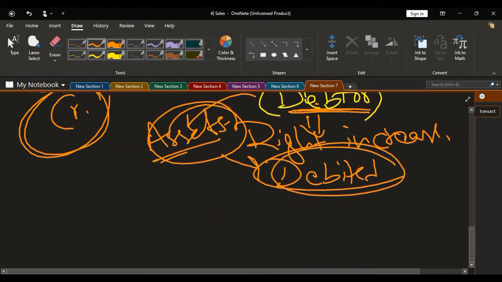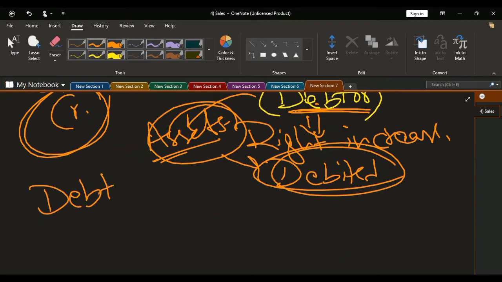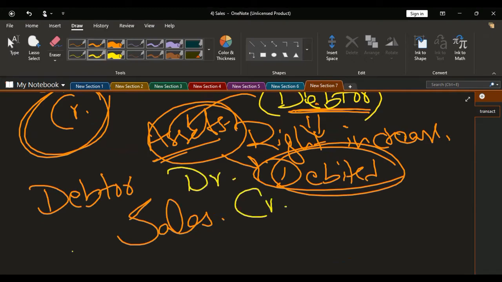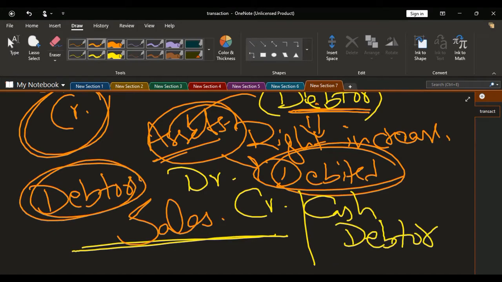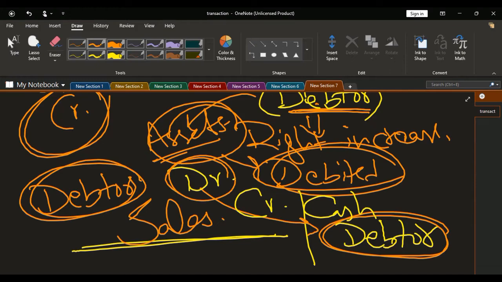So the entry will be debtor debit, sales credit. It's the famous entry in the accounting system. And whenever our debtor pays for its debt, then the entry will be cash debit, debtor credit. The right we have created from debiting an asset is now reversed or cancelled or discharged by crediting an item which is already debited.